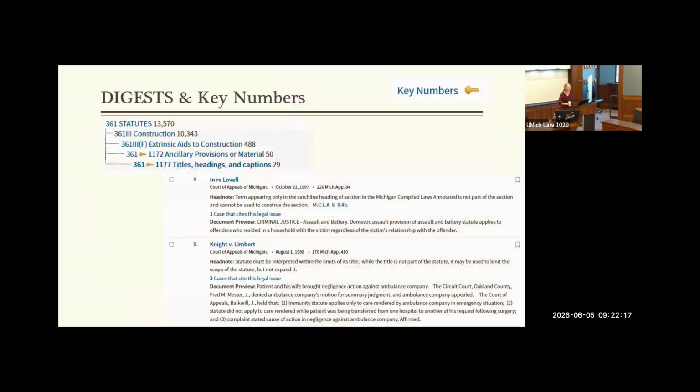So this is the same thing online. I'm using Michigan examples here, but it's statutes, construction, extrinsic aids, ancillary provisions, titles, headings, and captions. And that's the other thing about key numbers: when you're online and you see the key number, it would be statutes, titles, headings, and captions, which in this example makes sense.